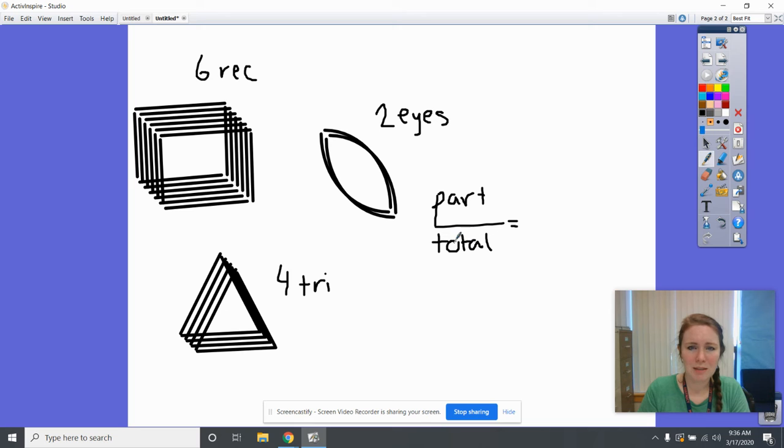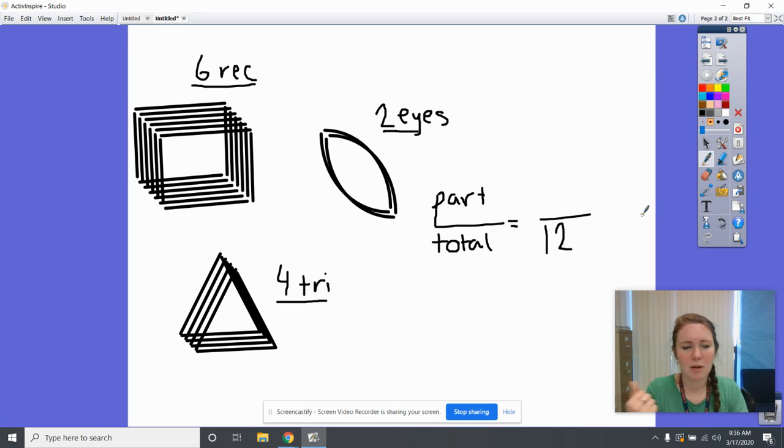The total would be like I cut out all of these shapes and put them in a bag. Well, how many total shapes did I cut out and put in the bag? Well, I cut out 6 rectangles and 4 triangles and 2 eyes. So 6 plus 4 plus 2 is 12. There were a total of 12 things that I cut out and put into the bag.